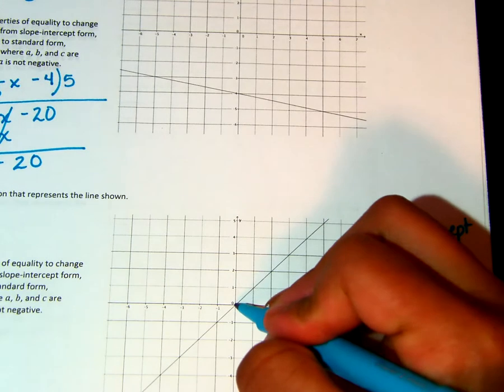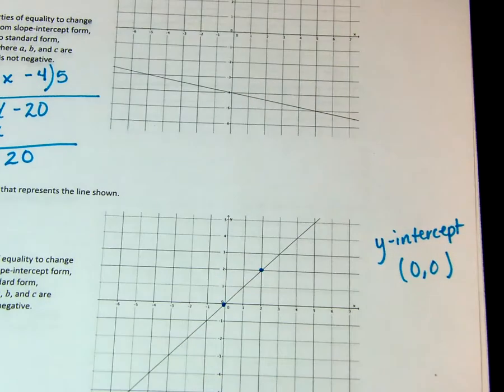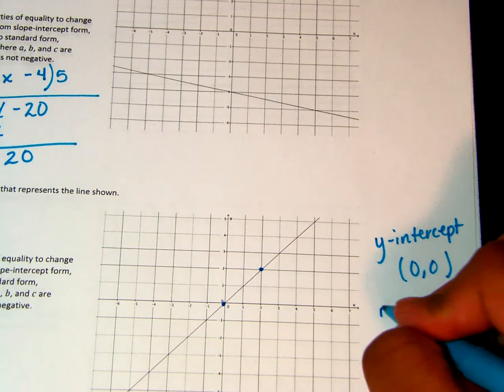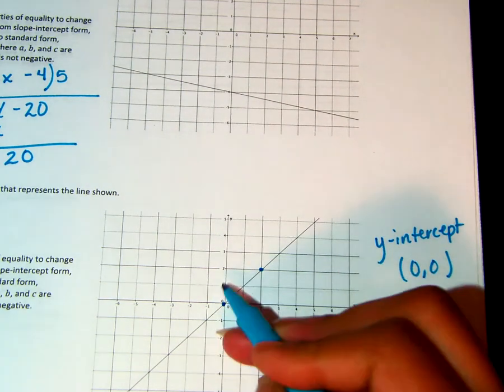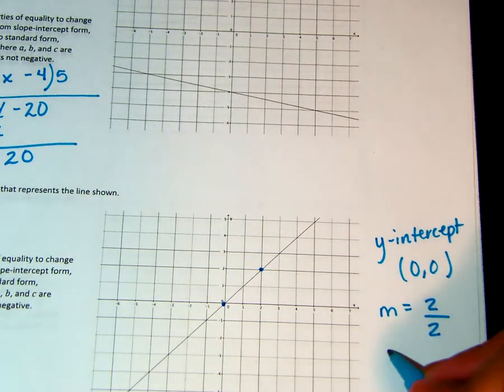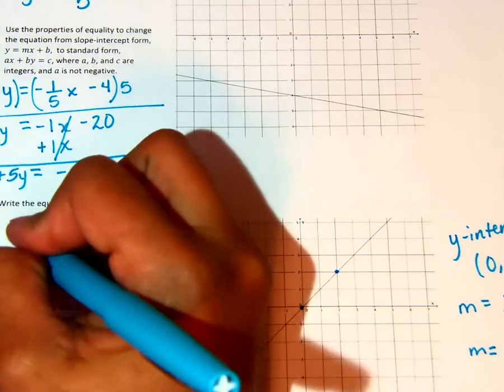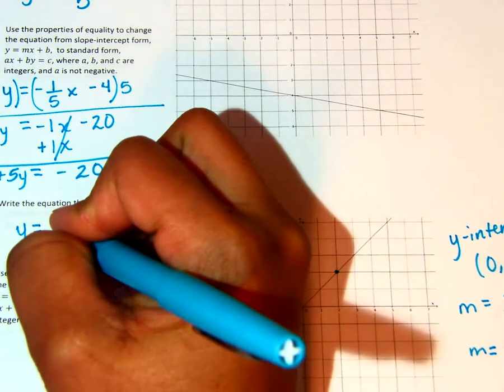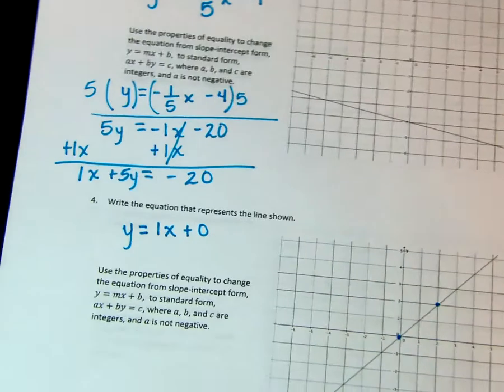Then I want to find my slope. So I need to identify 2 points on the line. I've identified 2 points on the line. And my slope is going to be rise 2 over run 2. Simplify slope. Slope is 1. So I want to write y equals 1x plus 0.